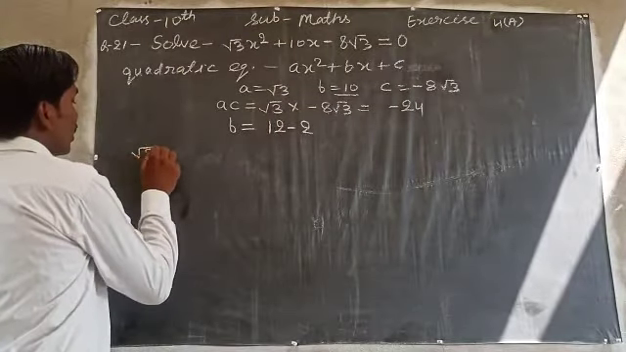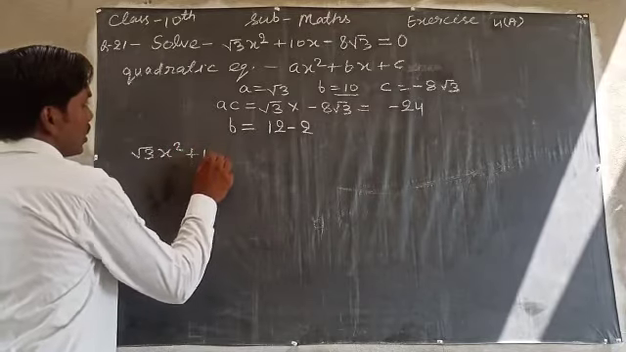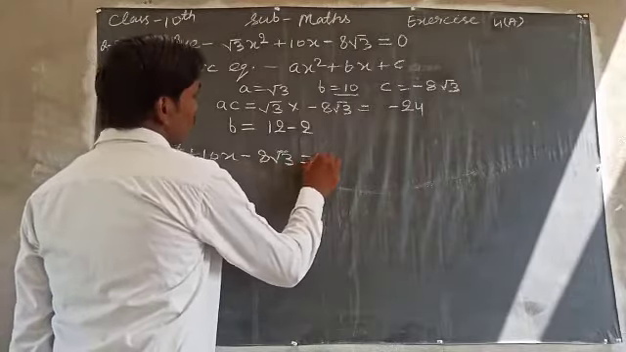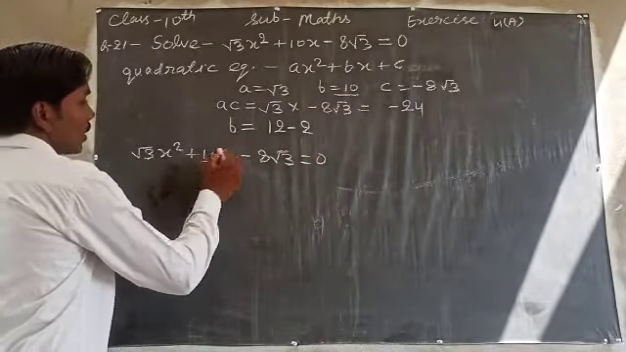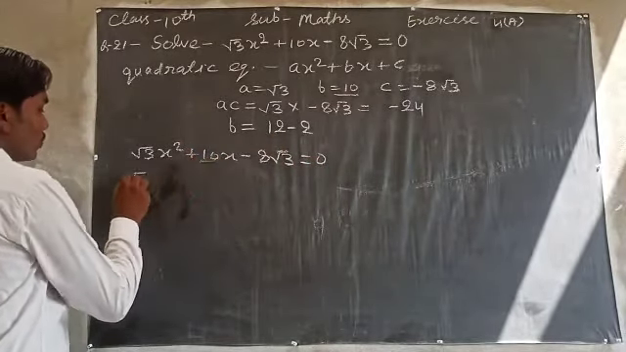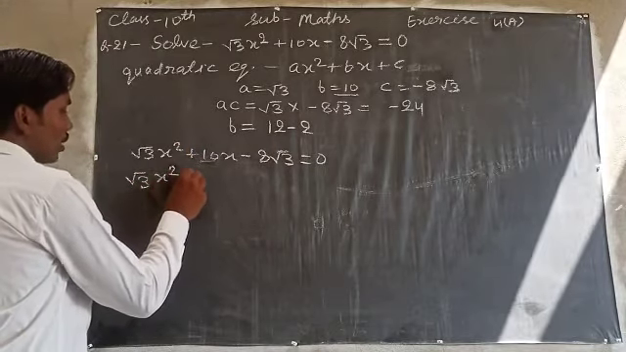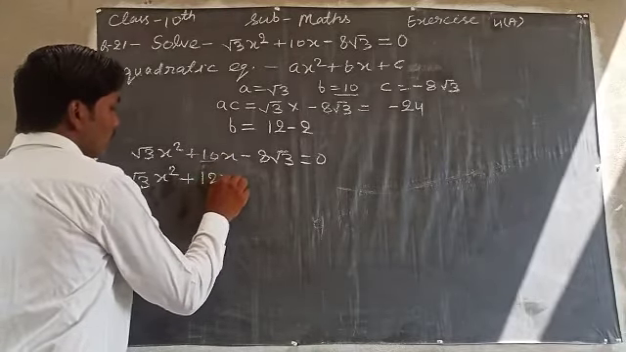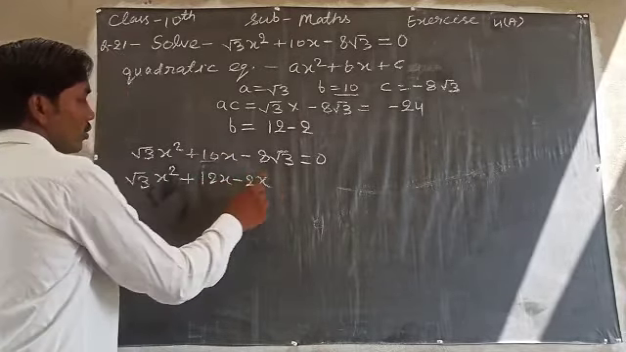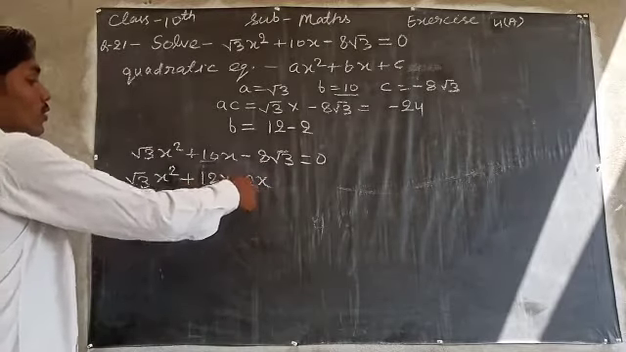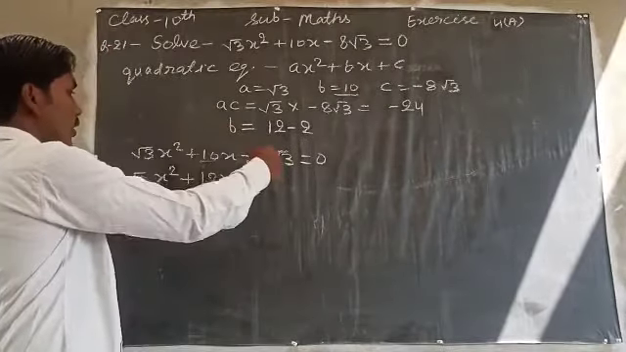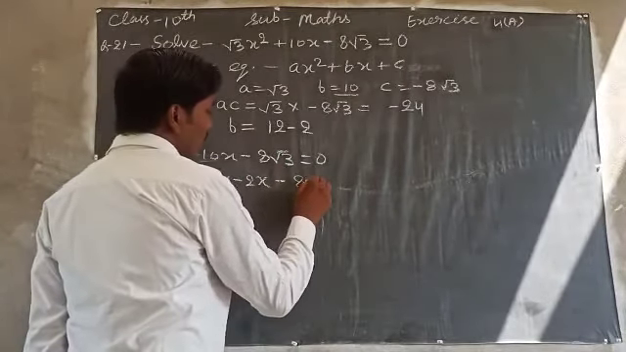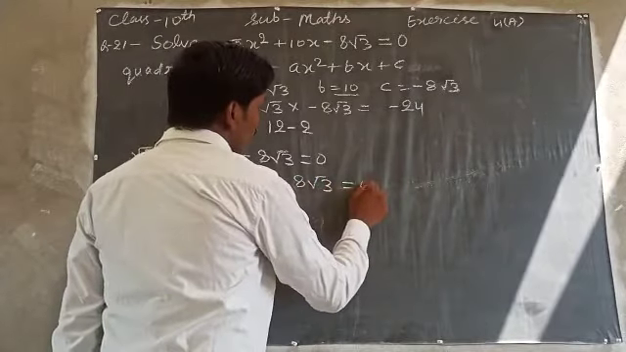So root 3 x square plus 10x minus 8 root 3 is equal to 0. In place of 10 we will put 12 minus 2, so root 3 x square plus 12x minus 2x. The value will remain the same, because 12 times 2 is 24, and 12 minus 2 is 10x, minus 8 root 3 is equal to 0.